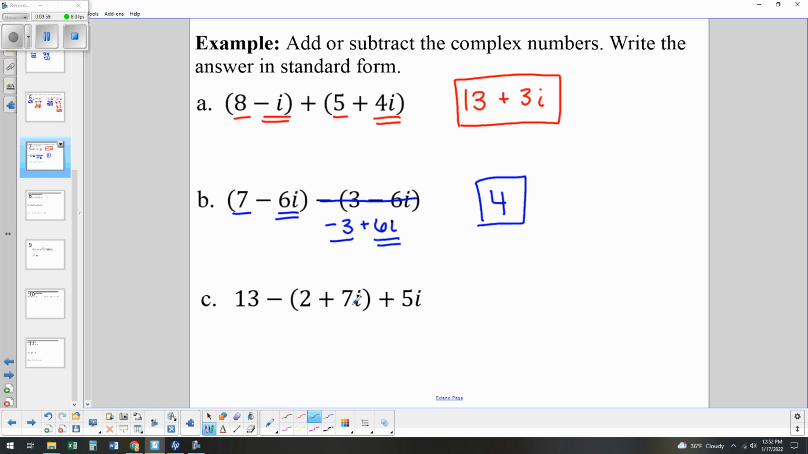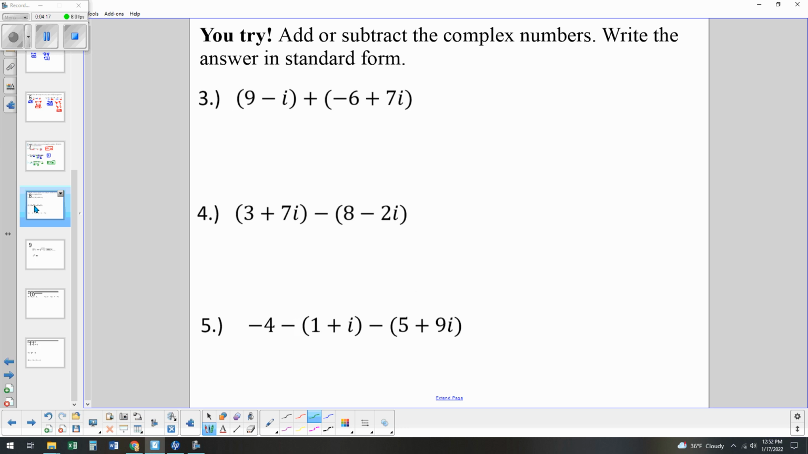And then this last one, just this set's going to change the signs. So now I have a 13 and a negative 2, so that's 11. I have a negative 7i and a positive 5i, so that's minus 2i. So go ahead and try these, pause it, and then you can check your answers.